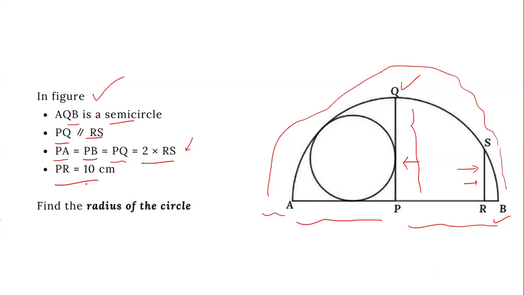And PR is given as 10 centimeters. So this length is given as 10 centimeters. We have to find the radius of this circle. If the center of this circle is this point, what is the value of the radius? So this is the problem. You can first try, then see the solution. So let's start.